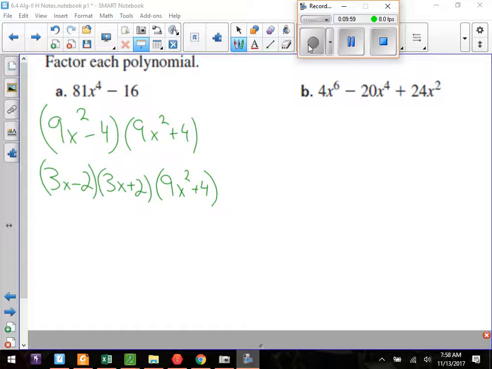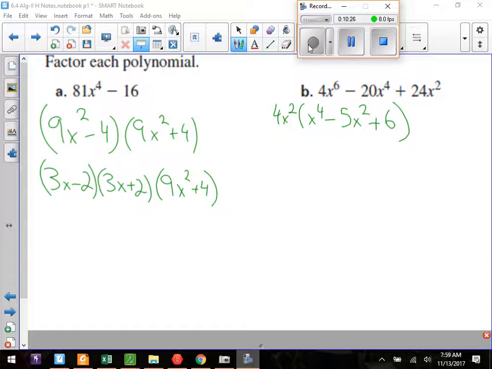What's your first rule of factoring on part B? What's the GCF? 4x squared. If I take out a 4x squared, I get x to the fourth minus 5x squared plus 6. Okay. What times what is positive 6 and adds together to get negative 5? 2 and 3.